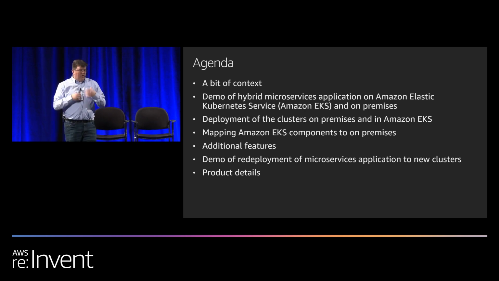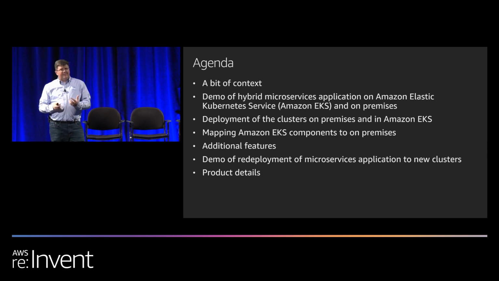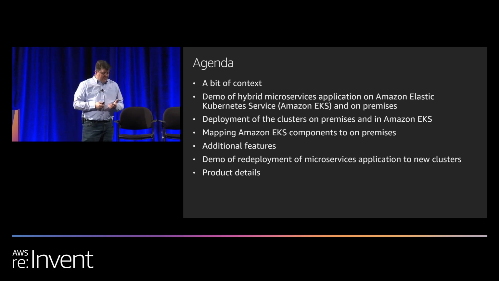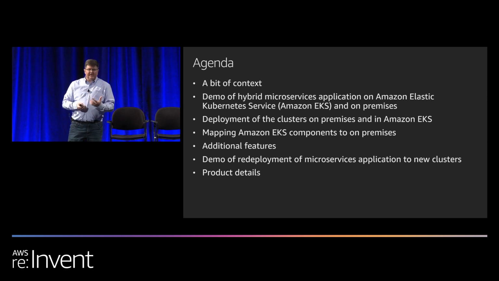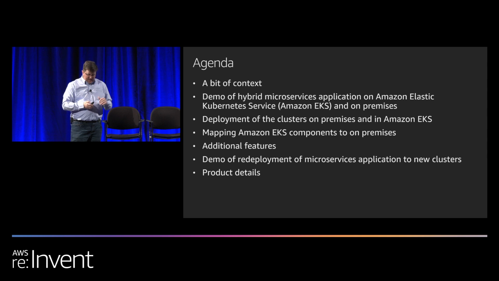So after that, we're going to talk about some additional features that we do on premise to enhance that capability, make it a little bit easier for developers and operators that are actually using these on-prem Kubernetes systems. And then finally, we'll get back to the demo and we'll actually do that deployment again and show you that same experience that you get when deploying this microservices application on-prem and to the cloud. And then finally, we'll talk about some of the product details.